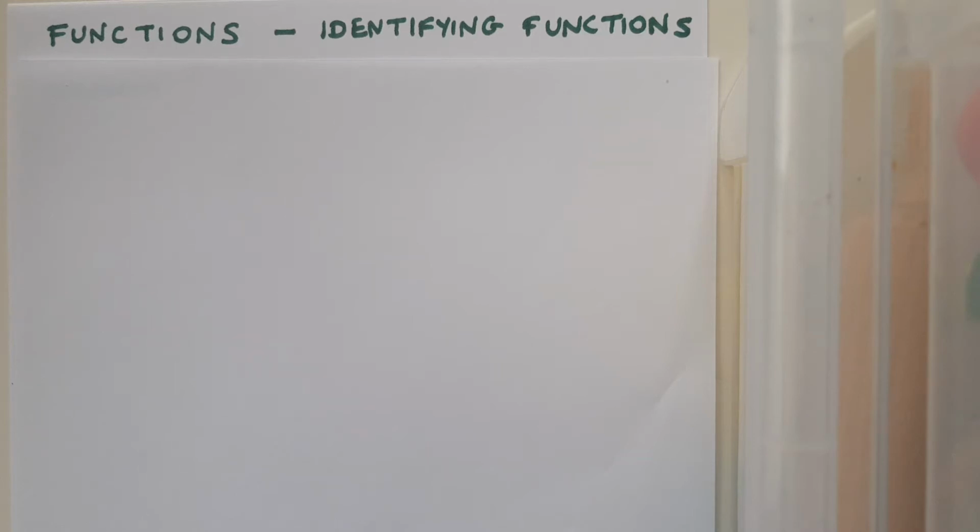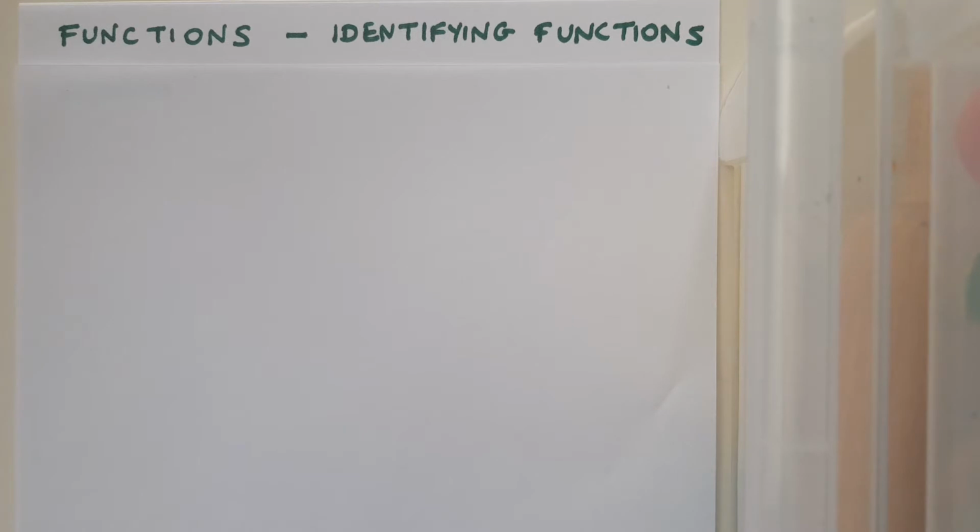This is a video about functions, and particularly about identifying functions. There are three different ways in which you may be presented with information and asked to identify whether it represents a function or not. You may be given a graph, you may be given a mapping diagram, or you may be given a set of couples.